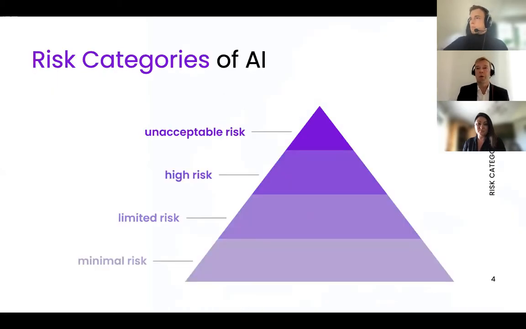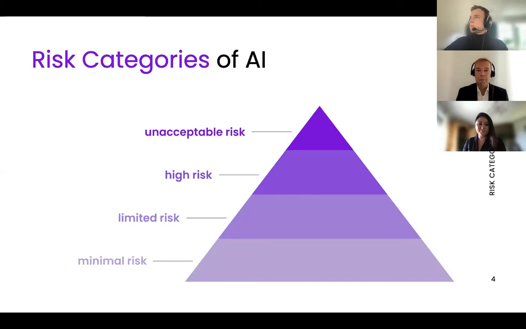At the core of the regulation is a risk-based approach. The regulation defines four different risk categories for AI systems. These are systems with unacceptable risk, high risk, limited risk, and minimal risk. Please note that high risk and limited risk are not mutually exclusive, so a system can be both limited risk as well as high risk.